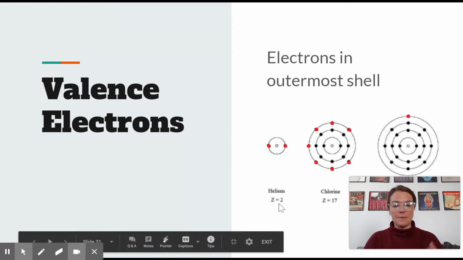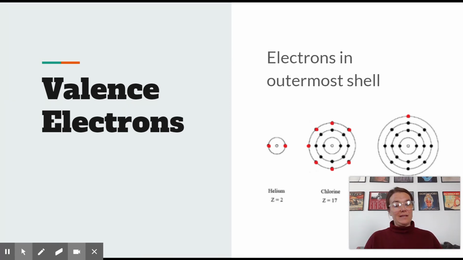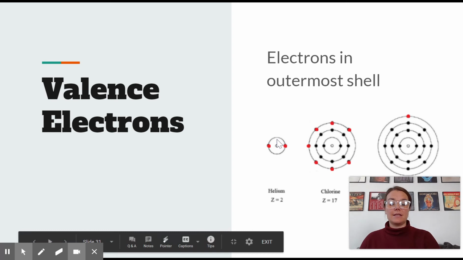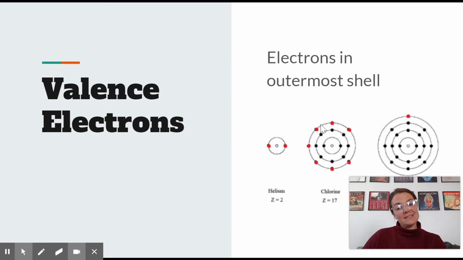In helium, it only has 2 electrons. It only has 1 shell. Those are its valence electrons. Chlorine has 17 electrons total, 2 and then 8, and the 7 in the outside shell are the valence electrons. Over here in potassium, 19 total, that 1 lone electron in the outside shell is its valence electron.